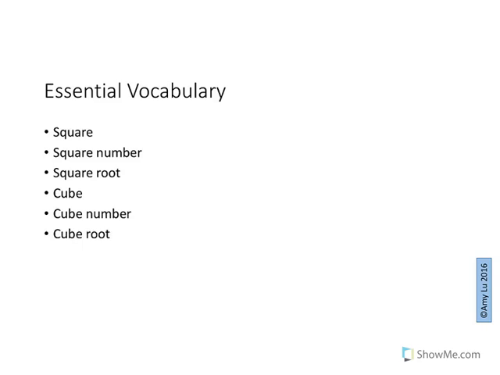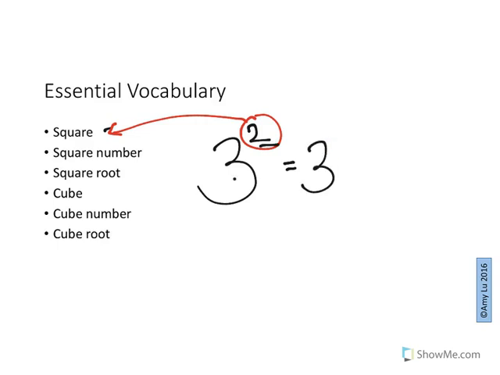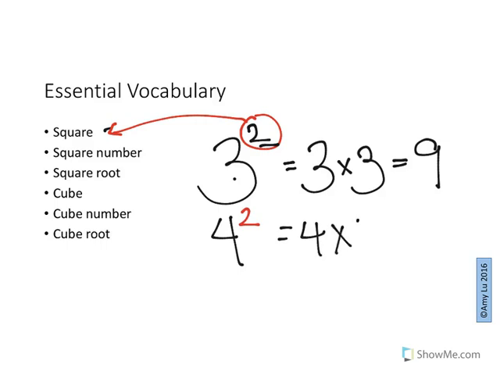First, what does it mean to square a number? Basically, if you have a number and you square it, the little 2 in the corner indicates to square a number. To square a number simply means to take the number you see, 3, and write it down twice in regards to multiplication. So 3 squared is the same as saying 3 times 3, which makes 9. 4 squared makes 4 times 4, which makes 16. So that's what it means to square a number.